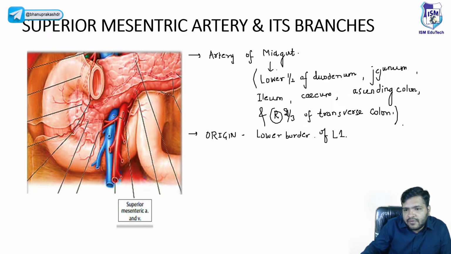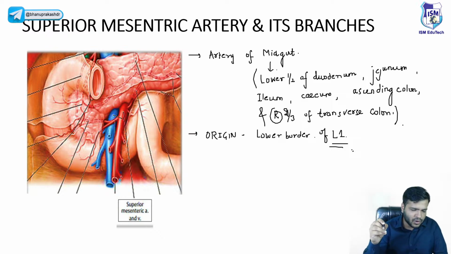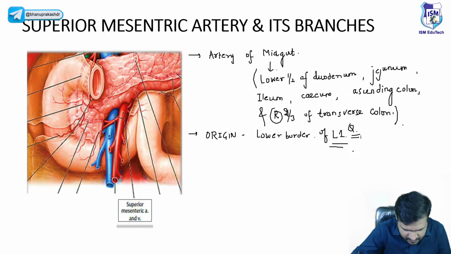Lower border of L1. Lower border of L1. बेटा वो अपर बॉर्डर ऑफ L1 था और लोअर बॉर्डर ऑफ T12. ये लोअर बॉर्डर ऑफ L1 पर है, ठीक है. So that is, you guys have to remember, right? Apart from that, yeah.